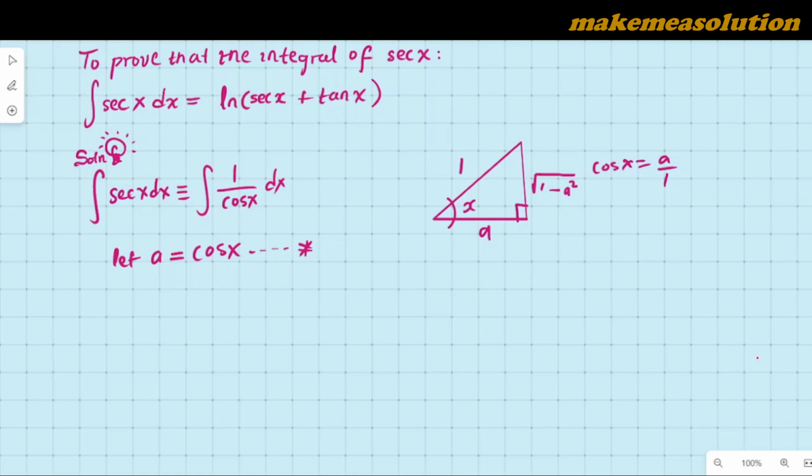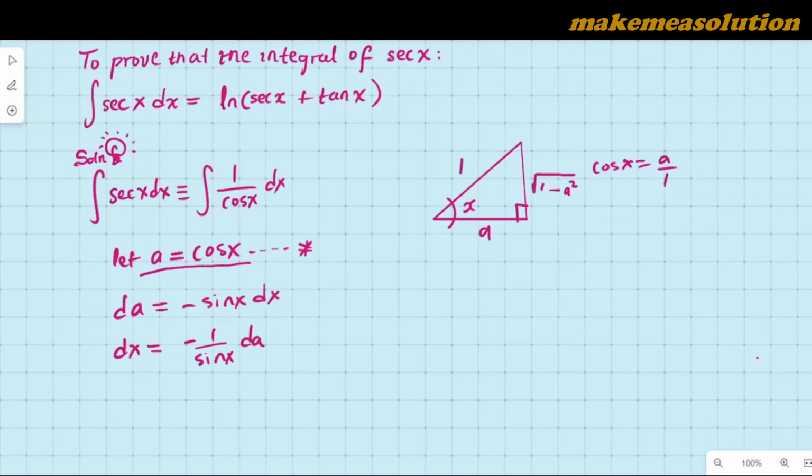Now let's go back to where we called a equal to cos x. If we differentiate both sides, da should be minus sine x dx. In other words, dx should be equal to minus 1 over sine x da.